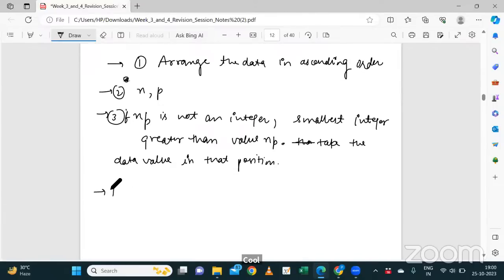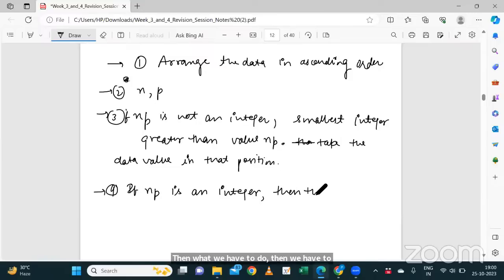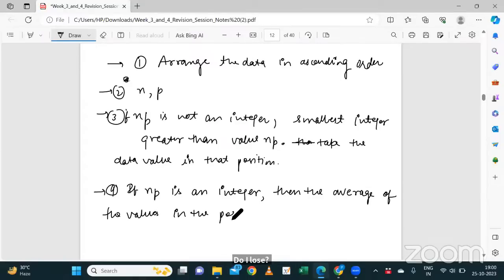Now, if NP is an integer, then what do we have to do? Then I have to take the average of the values in the positions NP and NP plus 1, right? So far, so good.